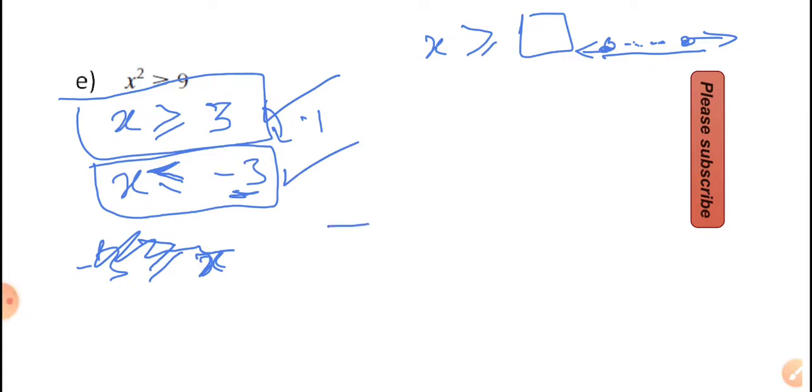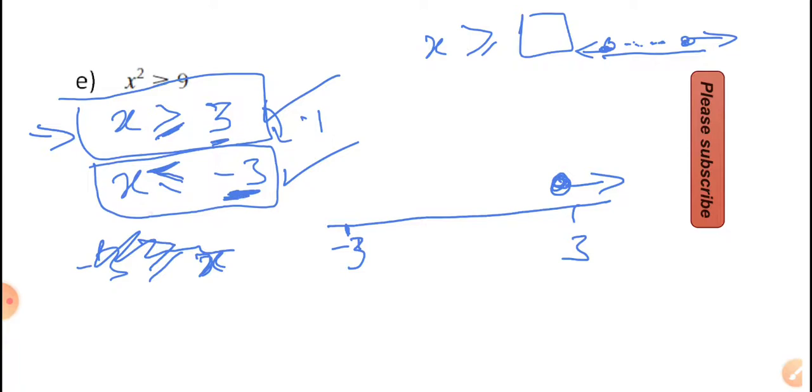So now I have to draw it on the number line. So I can see here there will be a 3 bit. I can see from here there will be a minus 3 bit. So this bit here tells us that x has to be equal to or greater than 3. So we draw the circle and we shade it in because there was an equal sign, and because greater we're going to go that way. And this bit here tells me x has to be equal to or less than minus 3. So because of the equal sign, we're going to shade it in, and the arrow is going to go this way. And that is the answer to question E.